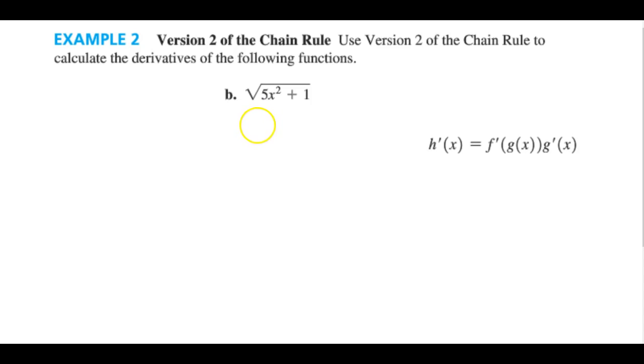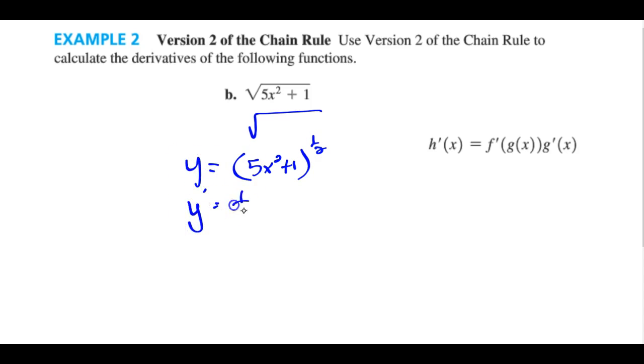When you see radicals, just like before, let's get rid of the radical by writing it as 5x squared plus 1 to the 1/2. So then the derivative of that would be the derivative of the outside, write down the inside. When you decrease the exponent by 1, it goes to negative 1/2, times the derivative of the inside, and since they started with a radical, we'll probably go back to a radical.